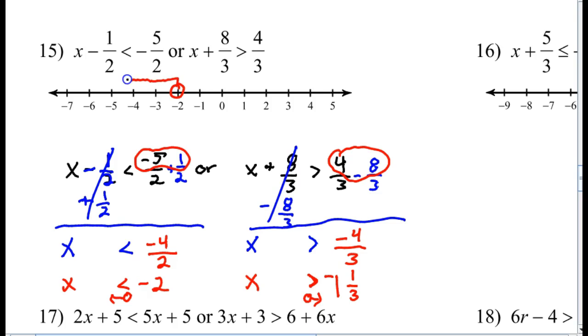-2, open and to the left. And we have to estimate -1 1/3. So here's -1 1/3. Probably be right around there. Right. There you go. Very doable.